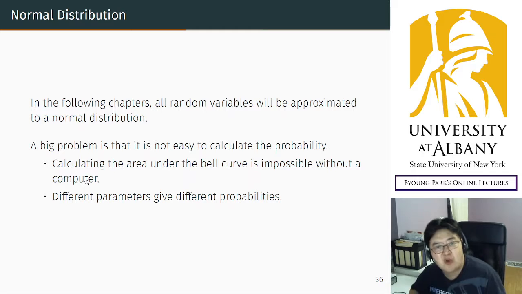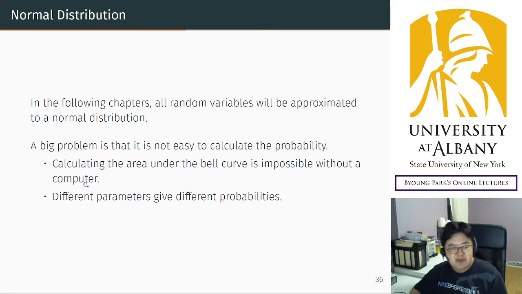What complicates the problem even more is the parameters. If you have different parameters, then the bell curve will change, and then you have to recalculate the area. The probability will be different for different values of parameters. Therefore, again, you need a computer. A computer can do it easily. So I will show you how to handle this.